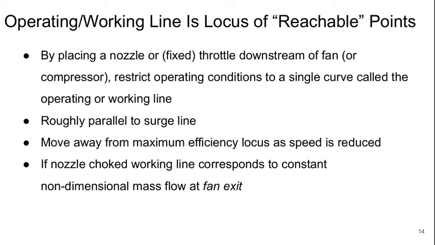This operating or working line is roughly parallel to the surge line, which is the limit of stability of the machine. And we tend to move away from the maximum efficiency locus as the speed is reduced. If the nozzle is choked downstream, then the working line corresponds to constant non-dimensional mass flow at the fan exit.